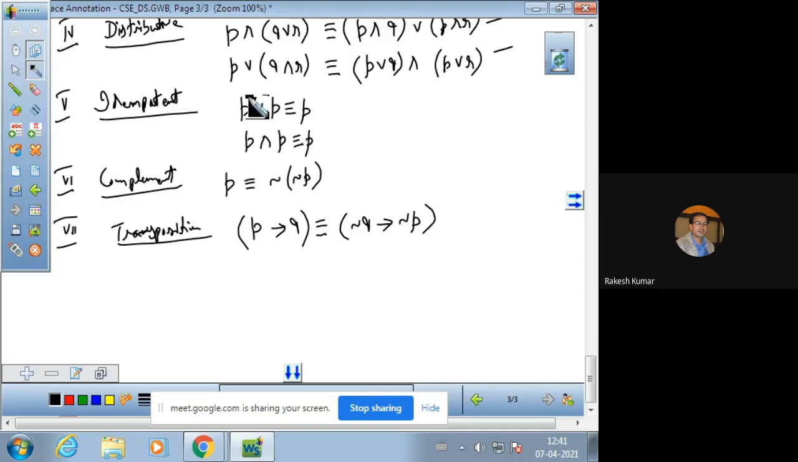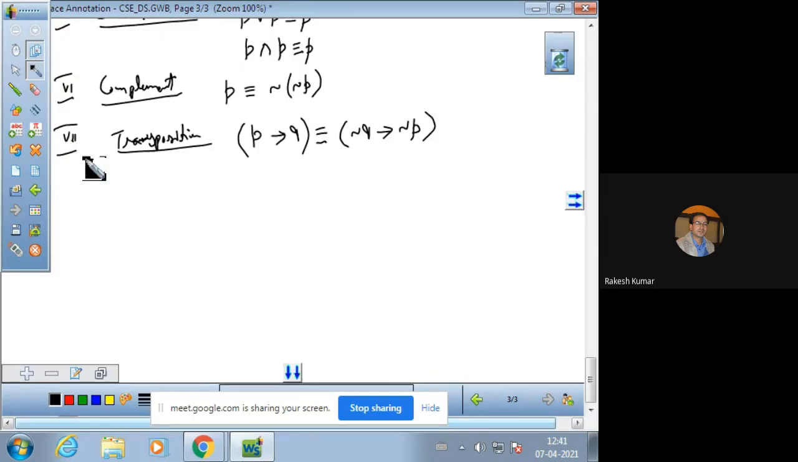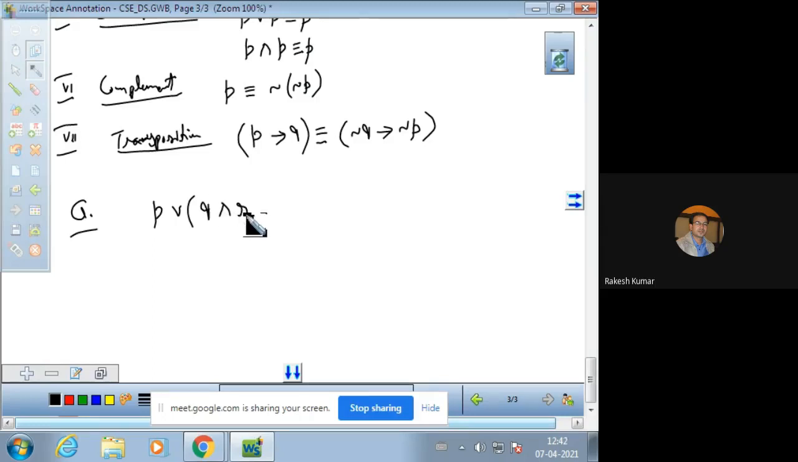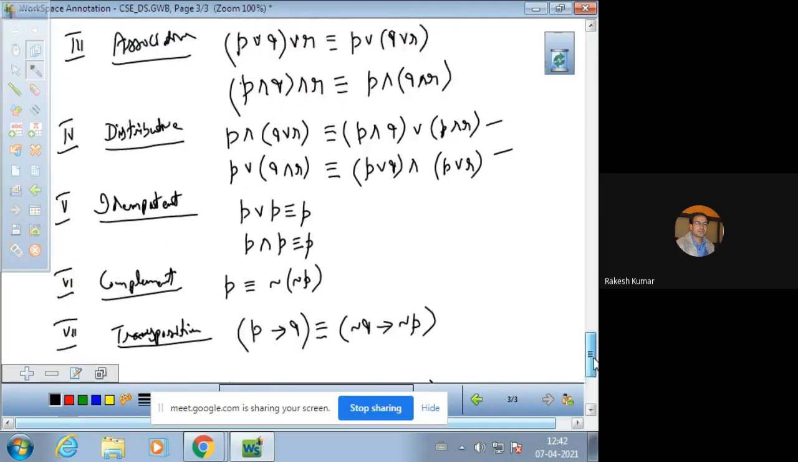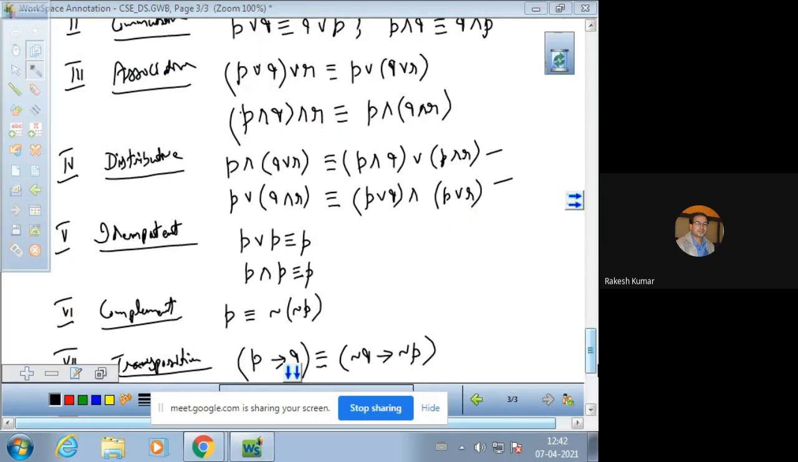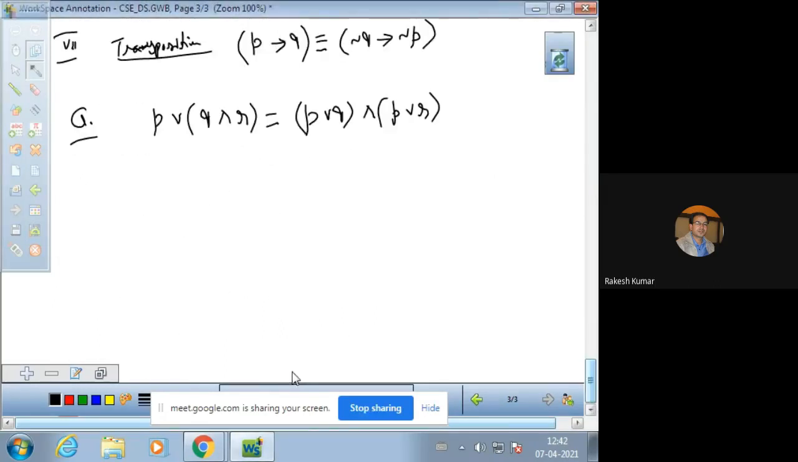Suppose the question comes like this. The example is P disjunction Q conjunction R. This is actually distributive: P disjunction Q, and conjunction P disjunction R. So this is the distributive property, the second one. You can easily verify the distributive laws by taking suitable truth values.